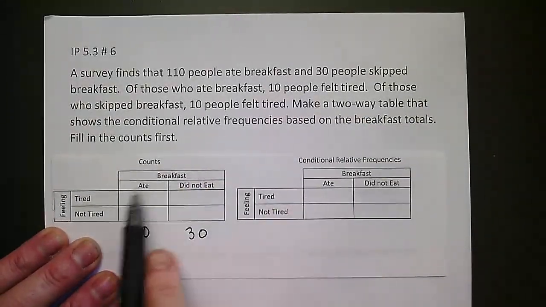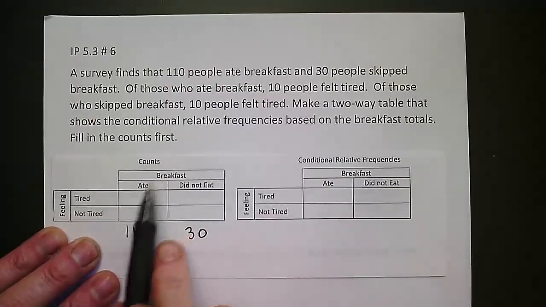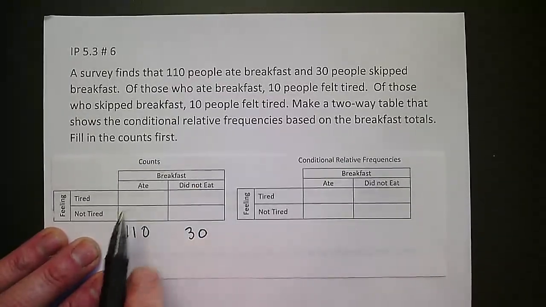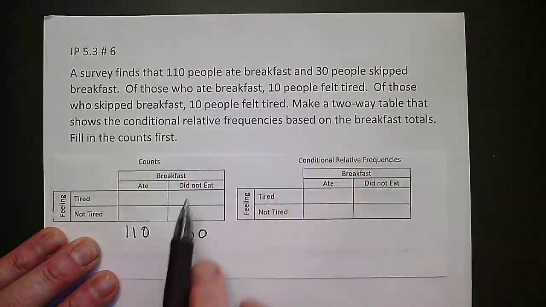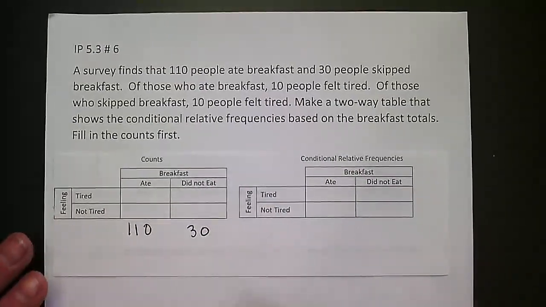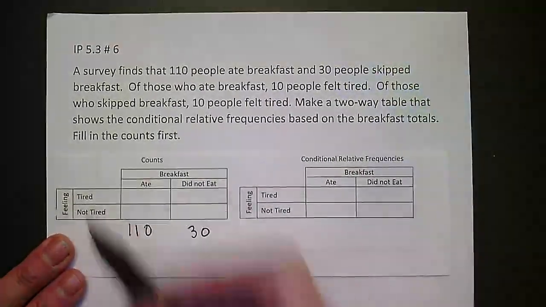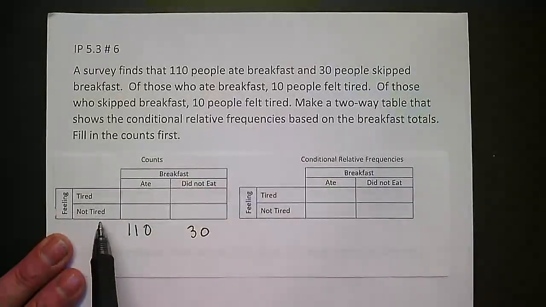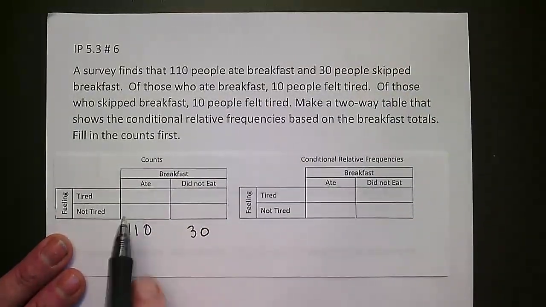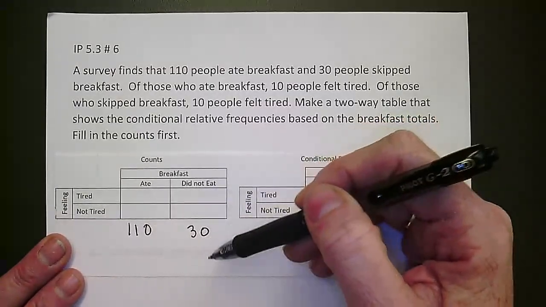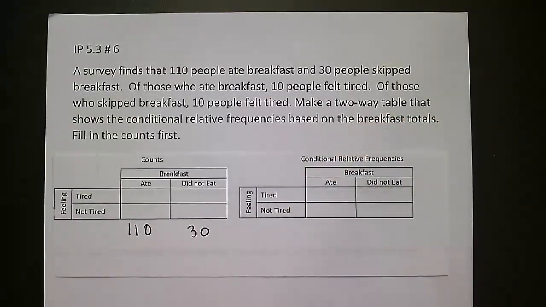So on my horizontal axis here, my two-way table, I've got breakfast. They either ate or they did not eat. They use the word skipped here. Same idea. Didn't eat breakfast. And then it's about feeling tired or not. So here I have feeling either tired or not tired. So we got the totals for all the people who ate breakfast, whether they were tired or not. All the people who did not eat breakfast, whether they are tired or not.